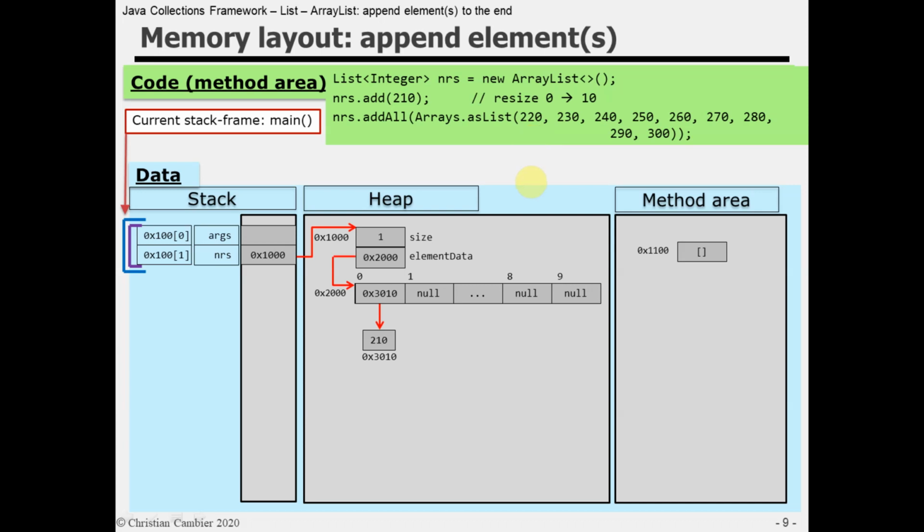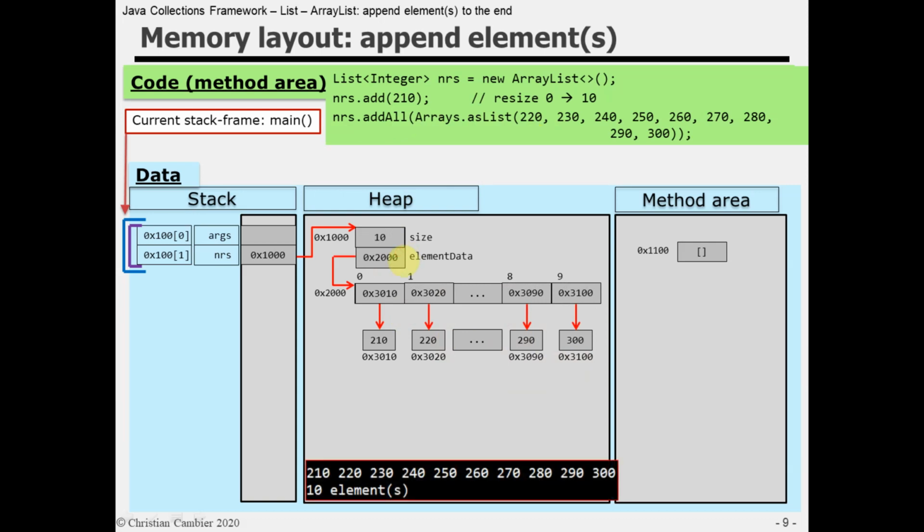addAll will first, as we had for the 210 constant, create a wrapper type object. This will be the case as well for all these constants. So first, all wrapper type Integer objects will be created, and then each element will refer to one of these wrapper objects. So this is the effect of the addAll method receiving a collection of constants, and the size is set accordingly now to 10. If we were to print out the output now, we would get 10 elements.